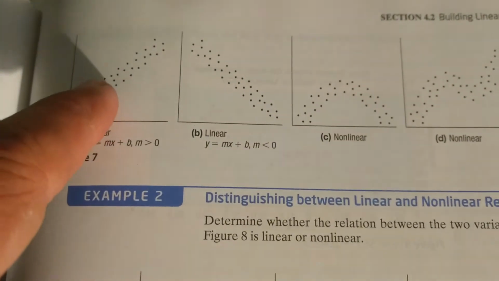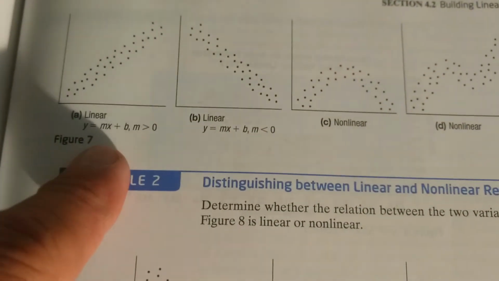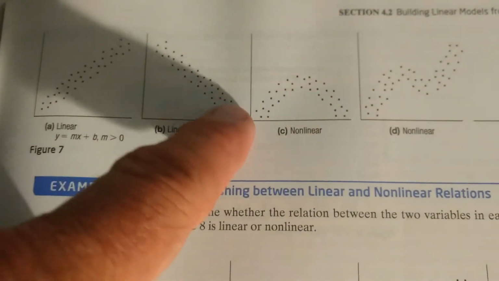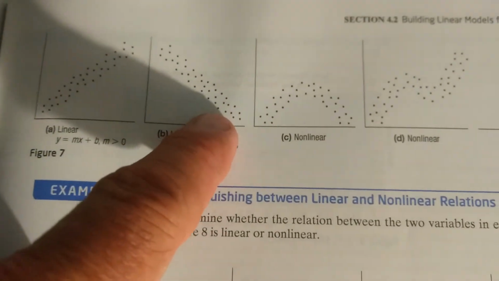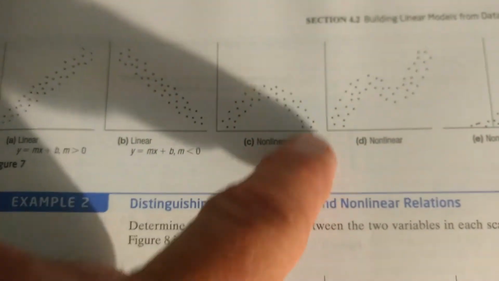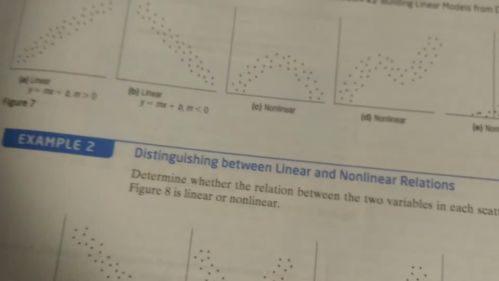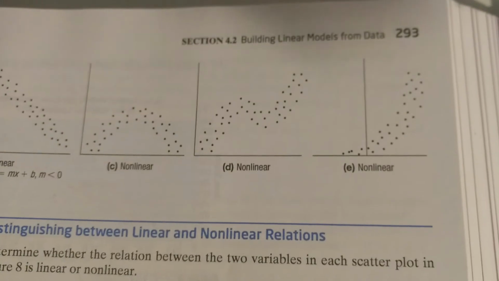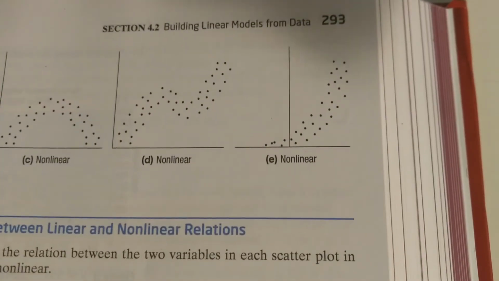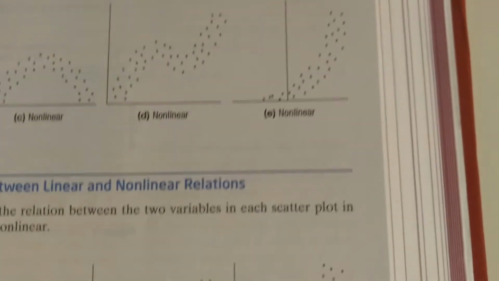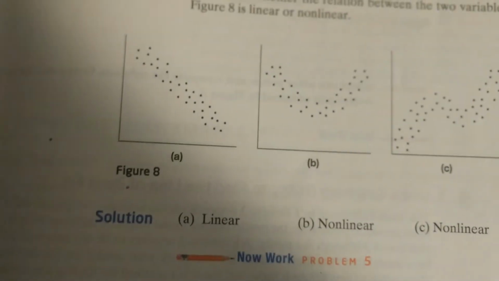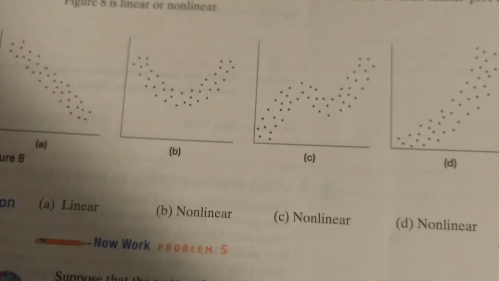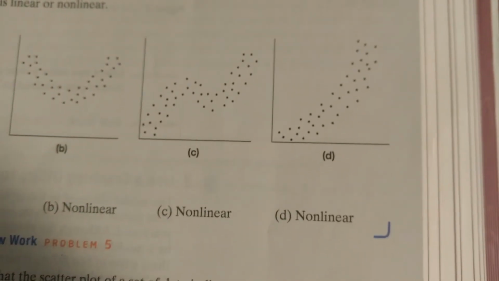If we have a series of points that do this, we call this a positive linear relationship. If the points do this, we call this a negative linear relationship. This is not a linear relationship. Any set of points that has a curve or a point is not considered linear. Same thing with letter D there, it's not linear, and same thing with letter E. If you look at example 2, letter A would be negative linear, B not linear, C not linear, and then D not linear.